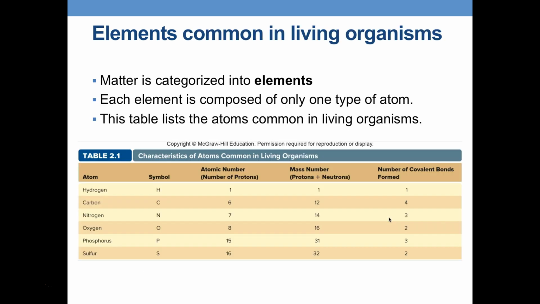Matter is categorized into elements, and each element is composed of only one type of atom. And we have a list of some of the atoms that are common in living organisms here. So hydrogen, carbon, nitrogen, oxygen, phosphorus, and sulfur. There are certainly other atoms and other elements that we're going to talk about later, but these are the most common ones in living organisms, whether we're talking about microbes or humans.